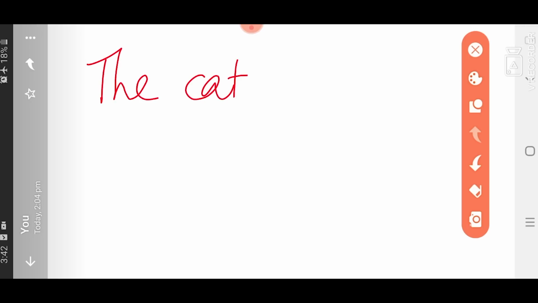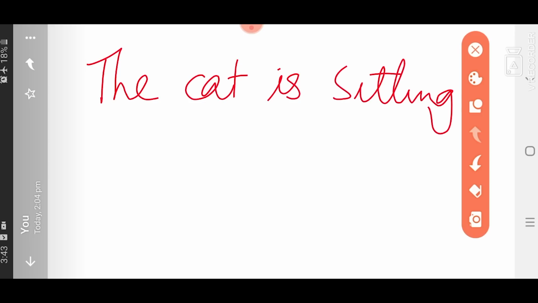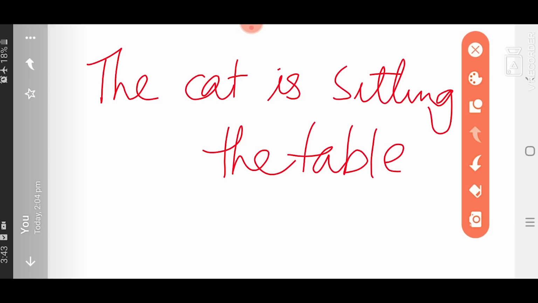See the sentence. I'm going to write the sentence here. The cat is sitting the table. Have you got the meaning of this sentence? Are you confused? Yes, we need some clarification, isn't it? Now, the cat is sitting the table. What do you mean by sitting the table? Is the sentence conveying the right meaning? No. Now there is some confusion, isn't it?